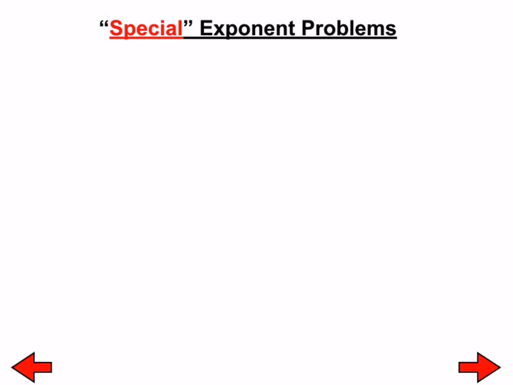Now, exponent problems that I term as special exponent problems. Special because there's something different about them. So first of all, notice here that the base is not in parentheses. That makes this a little different than if it happened to be in parentheses. So what negative 4 to the 3rd power really means, it really means this.